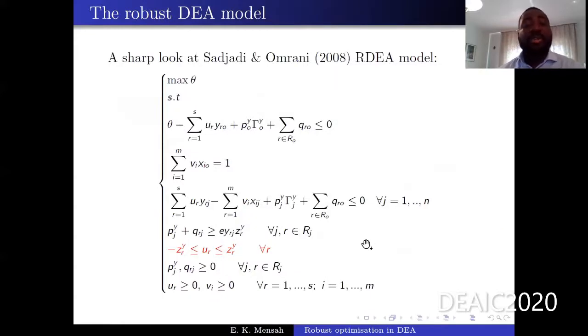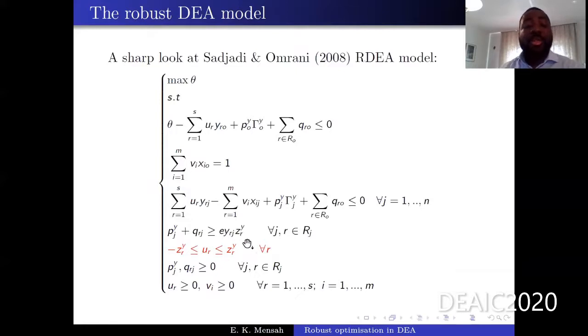Now let's take a look into the robust DEA literature. So the first model, which was proposed by Sajadi and Omrani, is what we have here, where they considered for this constraint here, the decision variable to involve non-negative variable. And we all know that the output weight is non-negative. So for this particular constraint, you see that this constraint where we have negative z less than or equal to UR is not needed in the model.